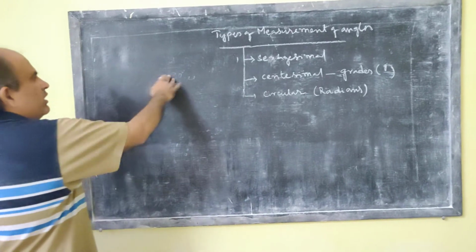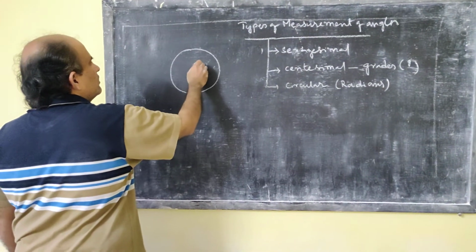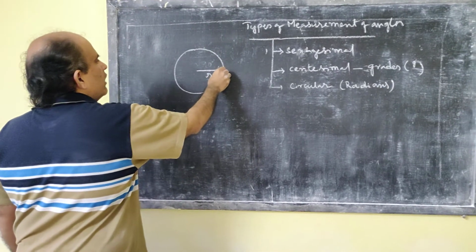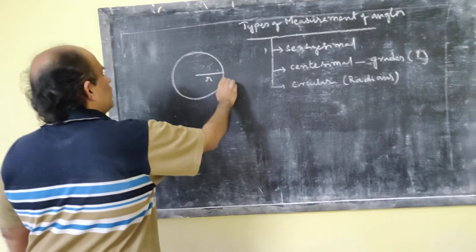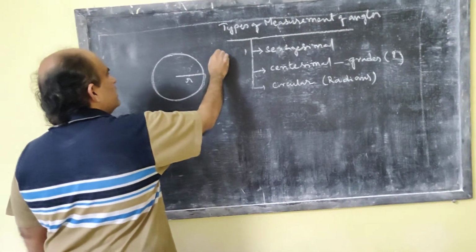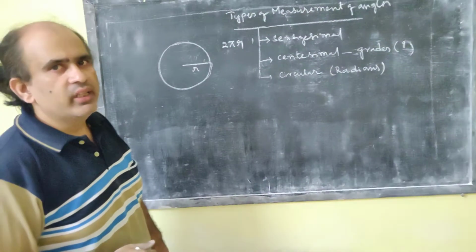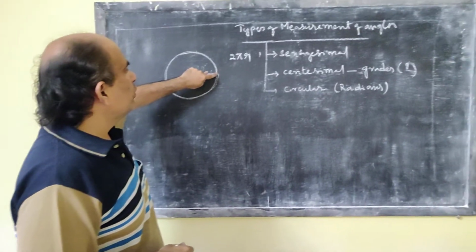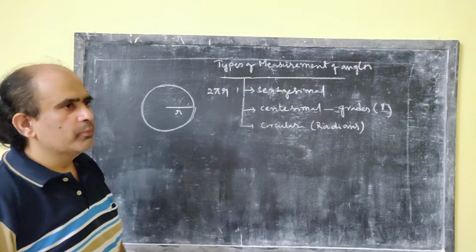Let us understand it. As the name suggests, you have a circle. R is the radius of the circle. Now if you move along the circumference of the circle, you cover a distance of 2 pi r, which is nothing but the circumference of the circle. That is, you are covering a length of 2 pi into r.